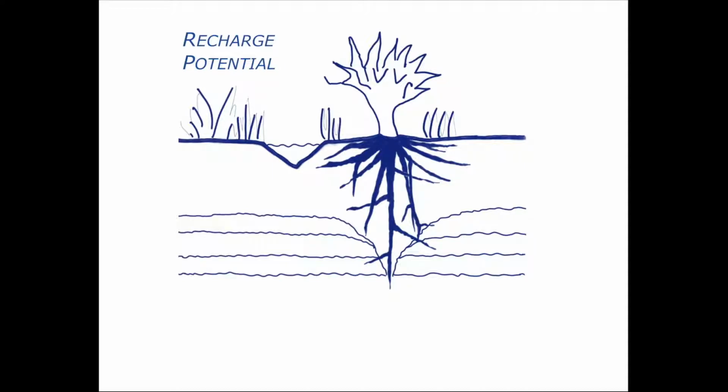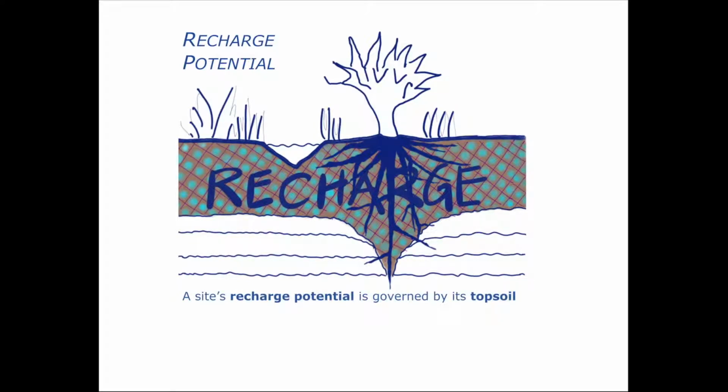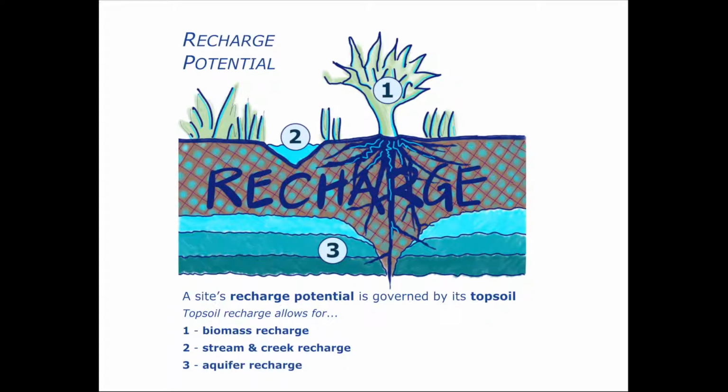The recharge potential of a site is directly related to the permeability and overall capacity of its topsoil. The process of recharge, therefore, always begins with soil recharge. Once this is complete, zones directly connected to the soil can then be recharged as well. Extending up from the soil, a site's biomass is first in line to get recharged. Nearby streams and creeks are next to be replenished as water percolates laterally through the soil.